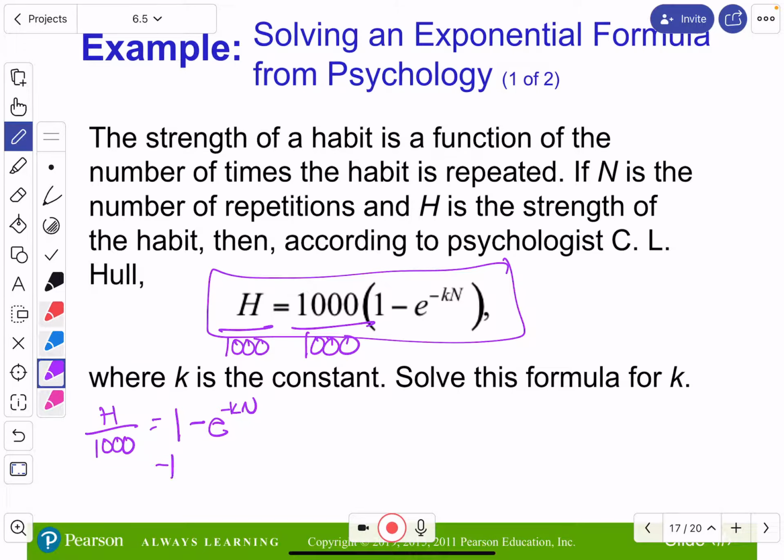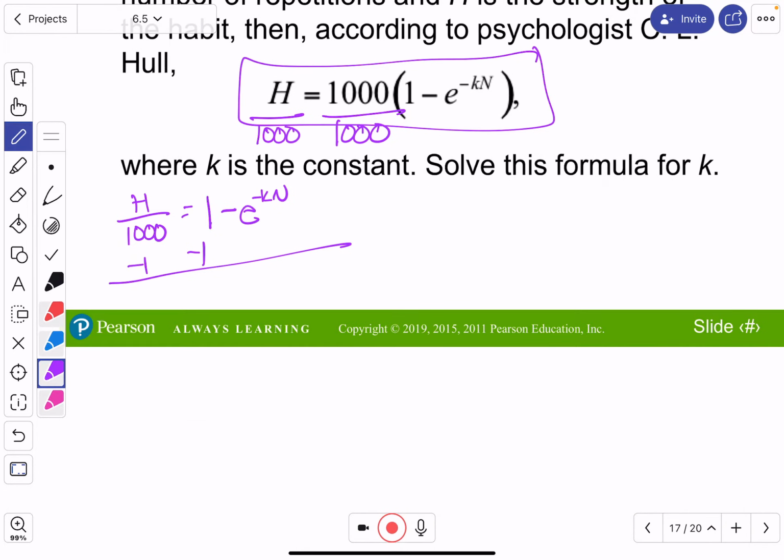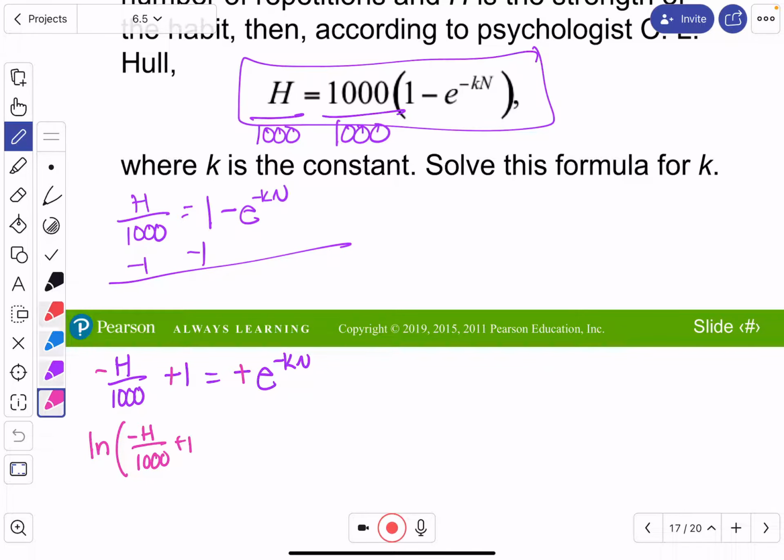So we want to bring the 1 over to get our e alone. H over 1,000 minus 1 equals negative e to the negative kn. We want to get this positive, so we change the sign of everything. Now, to get rid of our e, we take the natural log of both sides. So ln negative h over 1,000 plus 1 equals ln e to the negative kn.